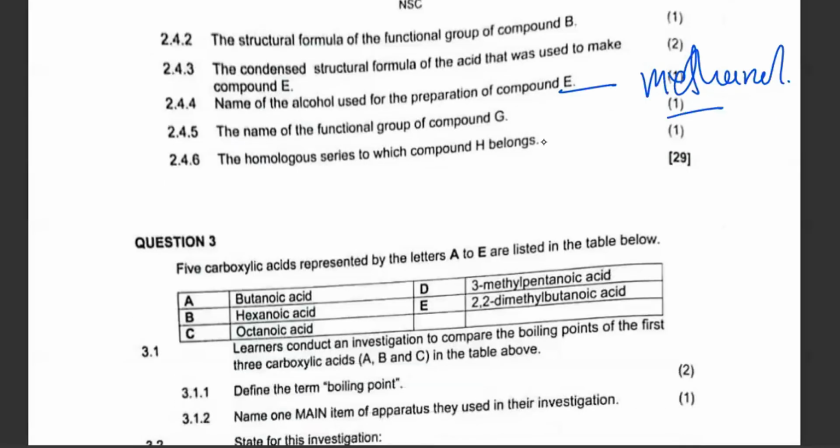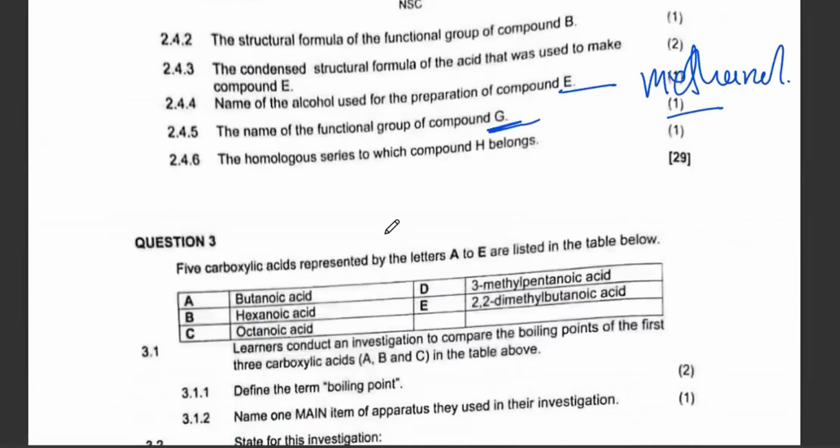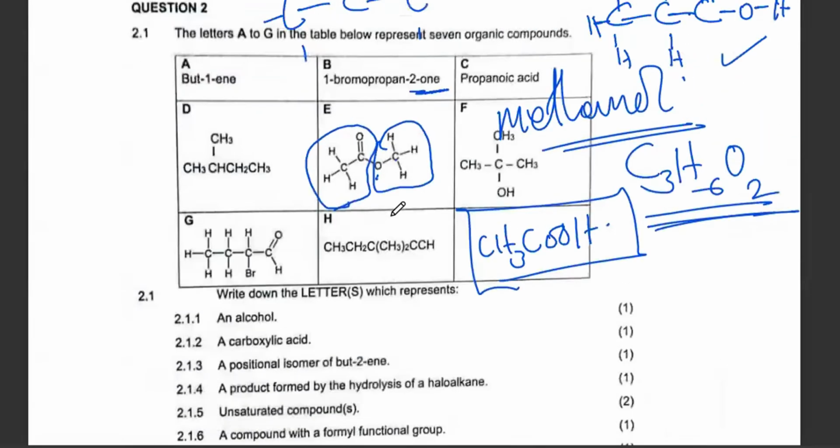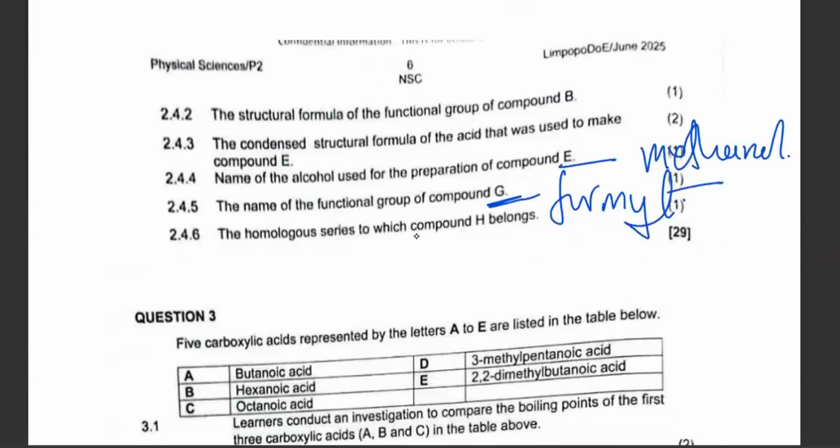Then they are saying, name the functional group of G. G is an aldehyde, therefore the functional group is a formyl. Yes, is a what? Is a formyl. And then the homologous series to which H belongs. I go back and look for H. Where's H? Remember it has a triple bond there. So the homologous series it belongs to is alkynes.